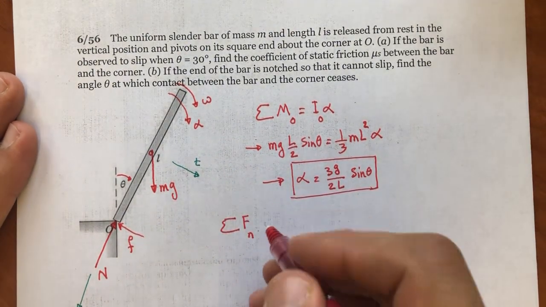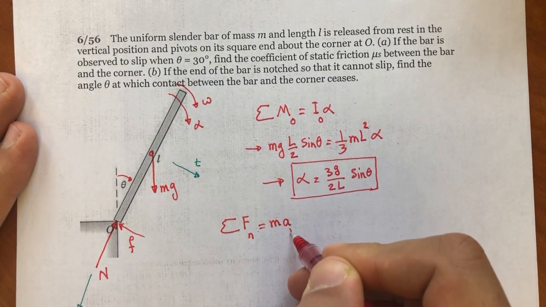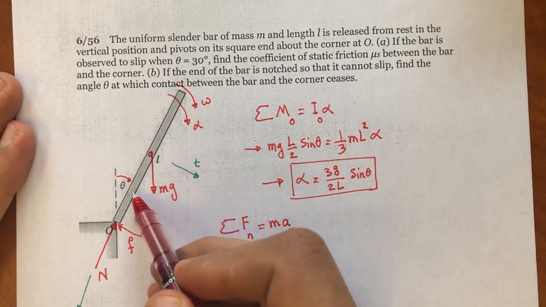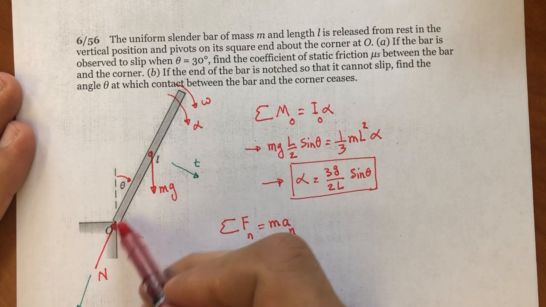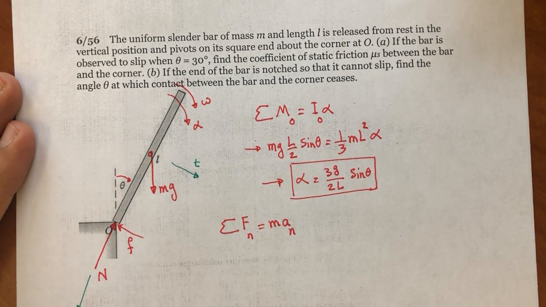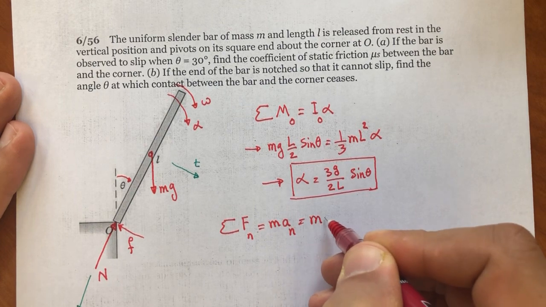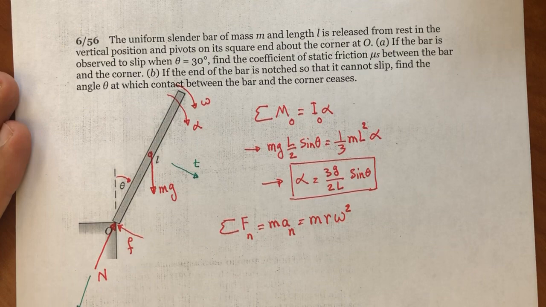Sum of the forces in the normal direction is equal to mass times acceleration in the normal direction. But what is acceleration of the center in the normal direction? It's equal to velocity squared divided by r, or r times omega squared. Both of them are the same, right? So it's going to be mass times r times omega squared.